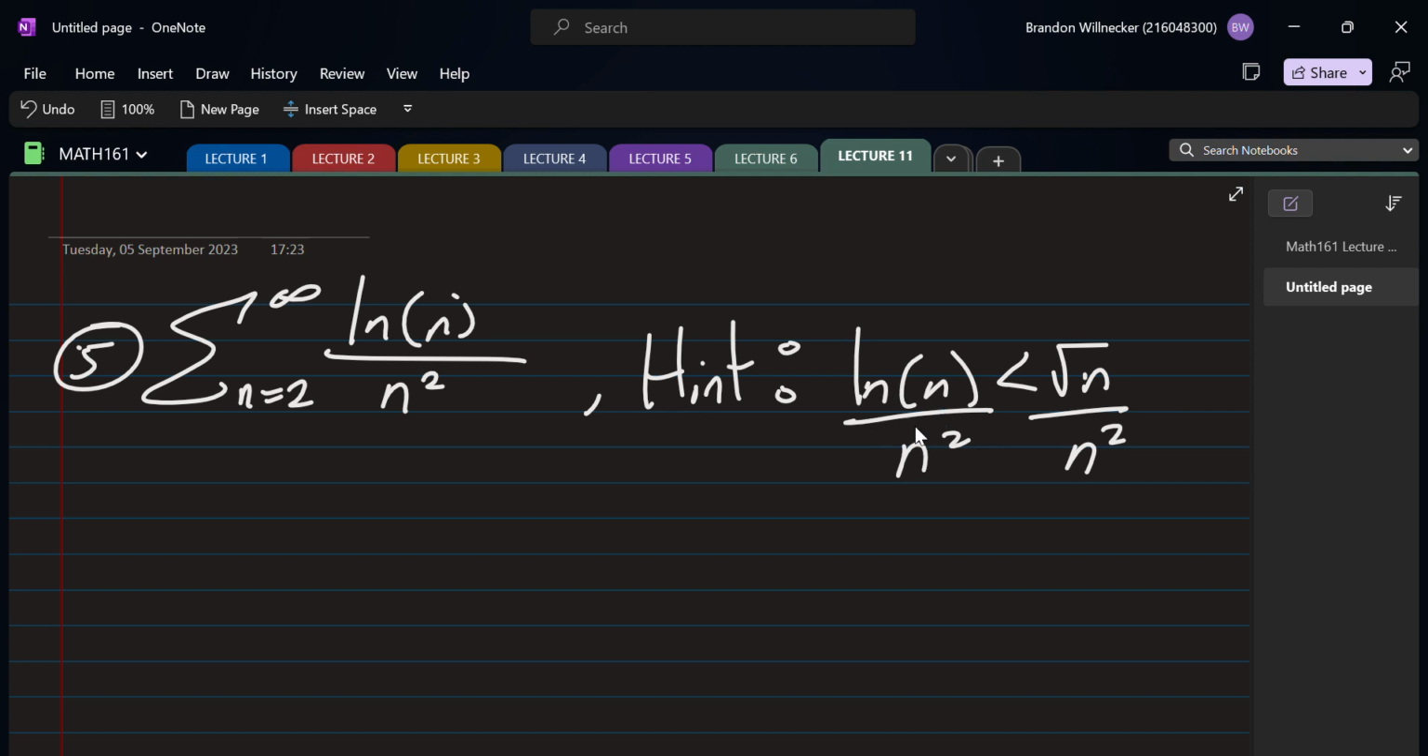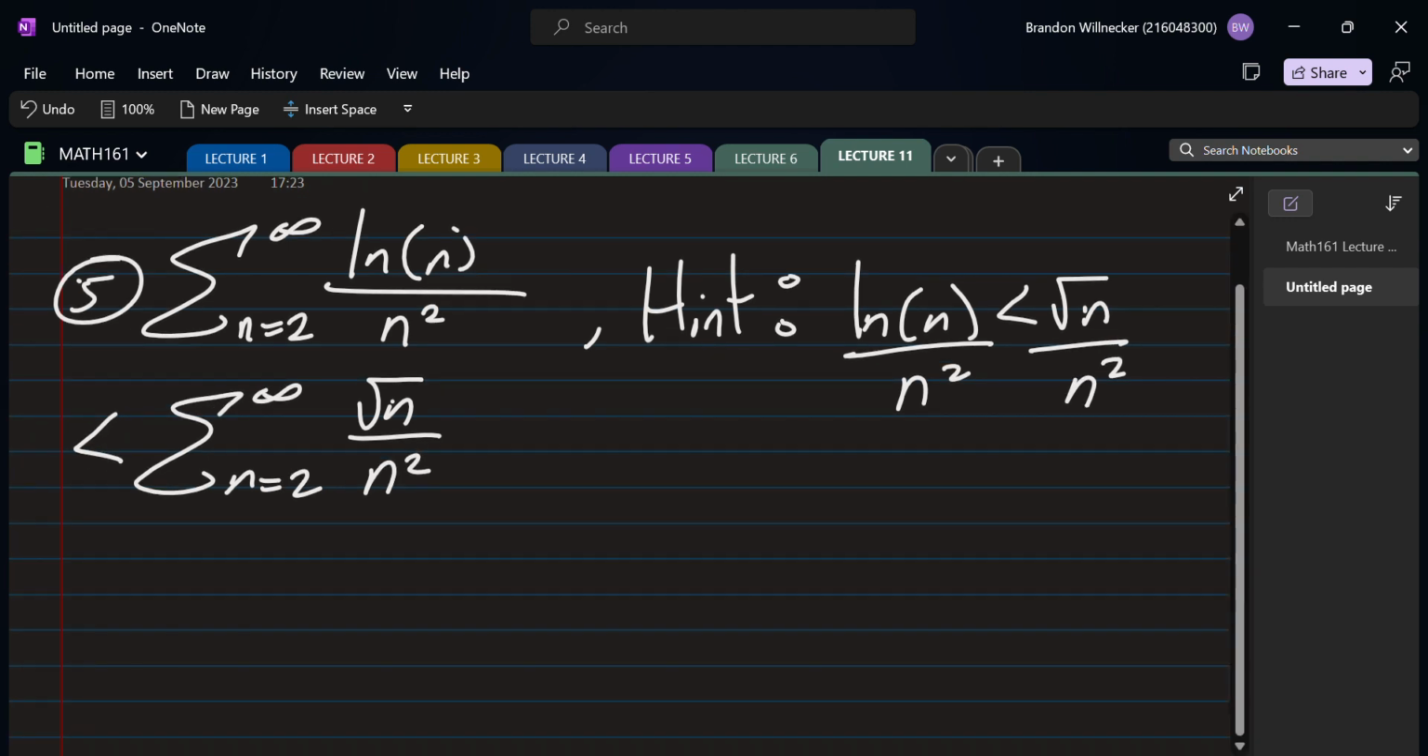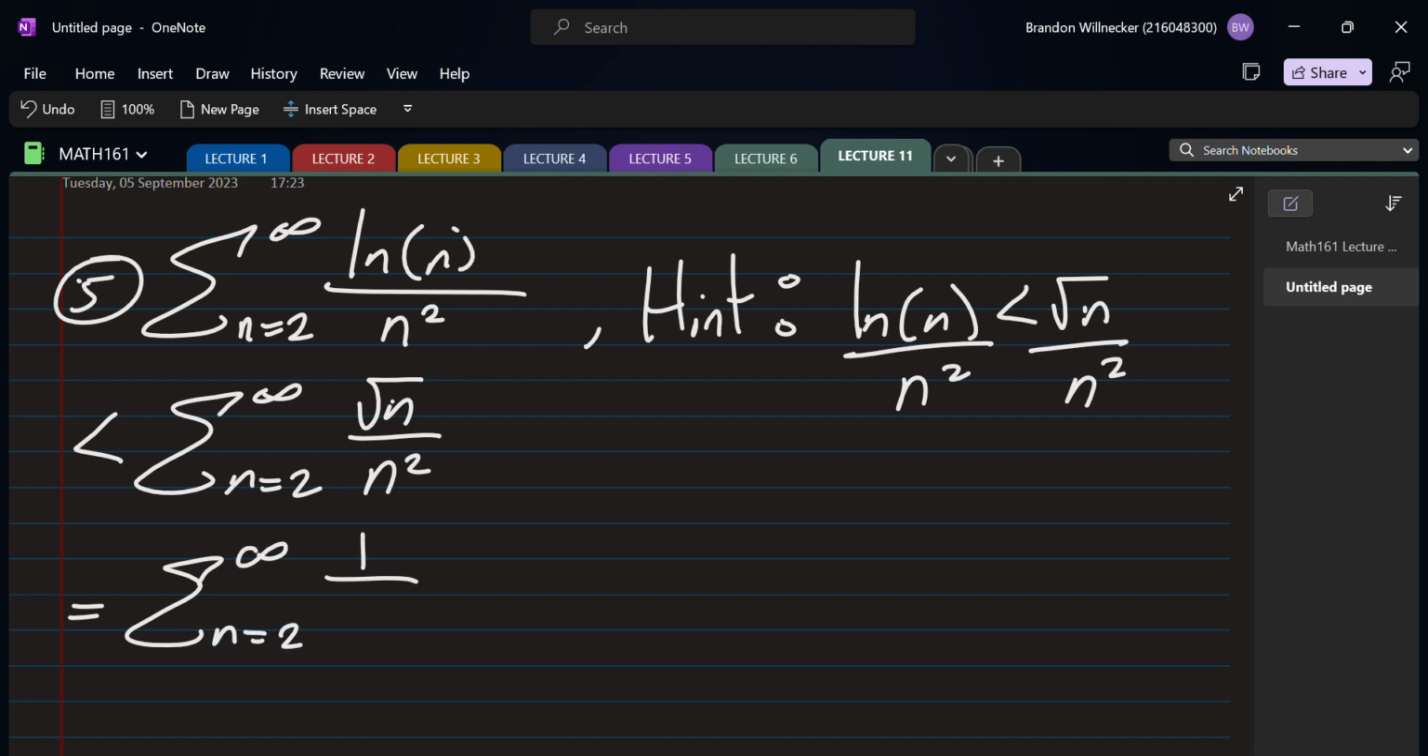But now, we've got our series here on the left-hand side, and we've got a new series here on the right-hand side. So what we can do is the direct comparison test. We can compare our series, the one on the left, to this one on the right. That's a bit simpler than the one that we started with. So this is less than the sum from n equals 2 to infinity of root n over n squared. Now, it doesn't look too simplified, but the root n we can write as n to the half. So we've got an exponent in the top, exponent in the bottom. We can use some exponent rules. We can write this as the sum from n equals 2 to infinity of 1 over n to the 3 over 2. Okay, so that's from the exponent a half at the top and 2 at the bottom.